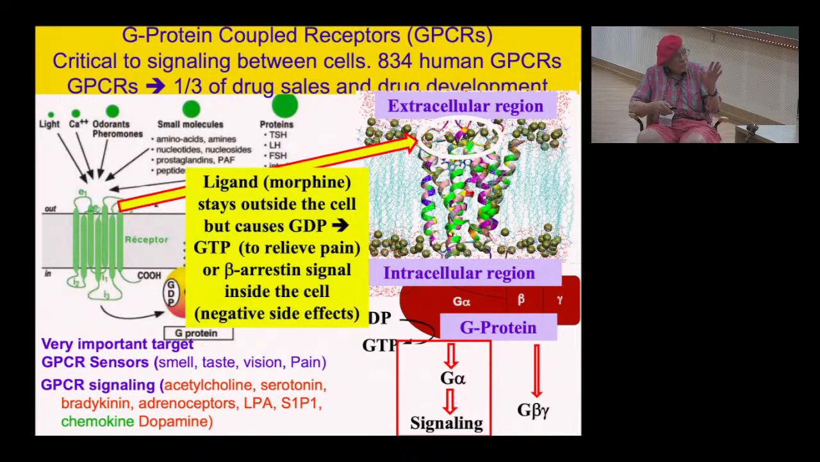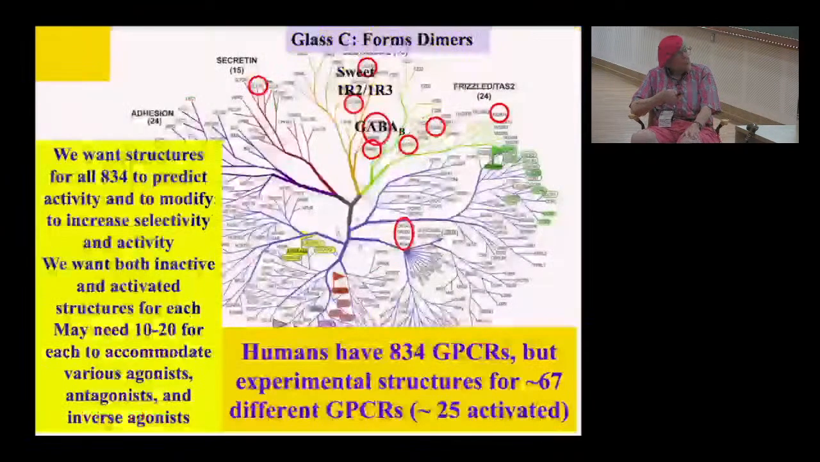So again on G protein coupled receptors, a ligand like morphine binds on the outside. It causes a G protein on the inside to open up and release a GDP that gets exchanged for GTP. In the case of morphine, that leads to relieving your pain. It can also do what's called beta-arrestin signaling, and for morphine, that leads to some of the side effects. So we'll be interested in both of those, but mostly we're going to focus on the G protein activation.